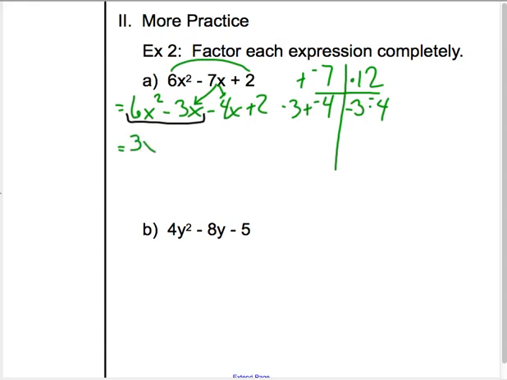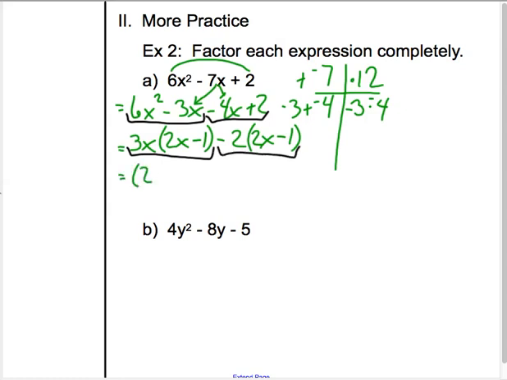GCF is 3x. Dividing that out, I'm left with 2x minus 1. GCF from the second two terms is negative 2, because what I notice is the signs on those two terms are the opposite from the signs on the first two terms. So when I divide out that negative 2, I'm left with a positive 2x, and the 2 divided by negative 2 is negative 1. So now when I look at my two terms, my GCF is 2x minus 1, leaving me with a 3x from the first term and a negative 2 from the second term.